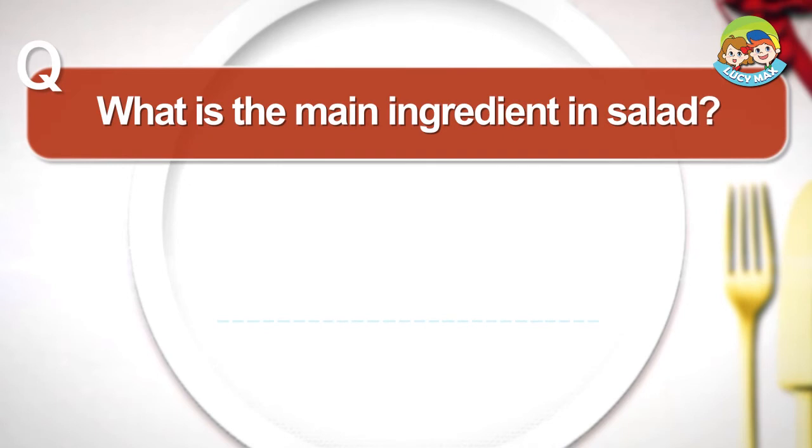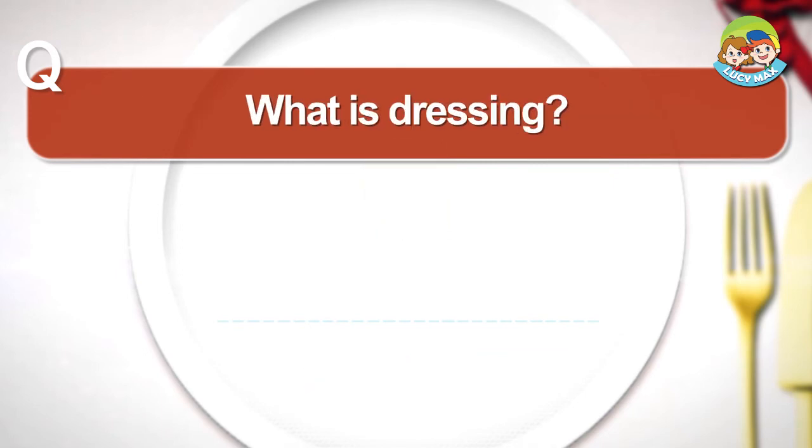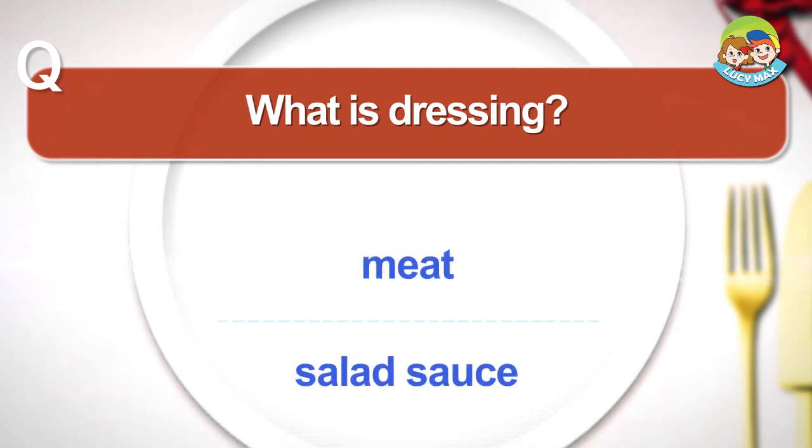What is the main ingredient in salad? Egg. Vegetables. What is dressing? Meat. Salad sauce.